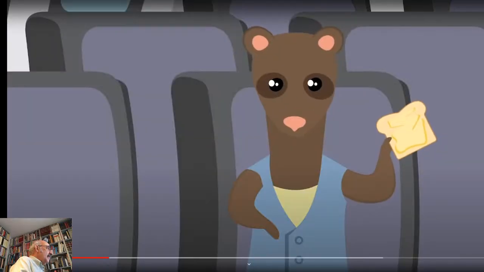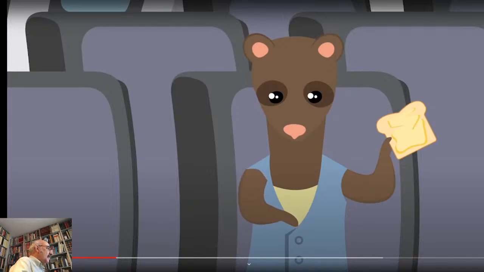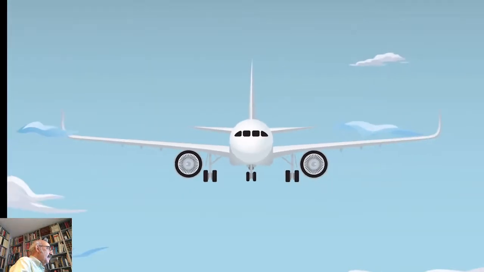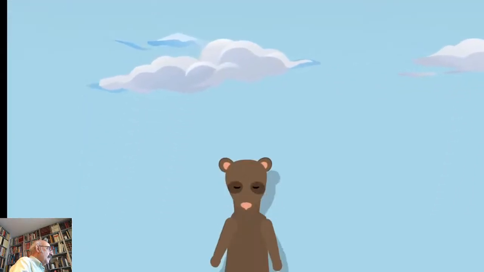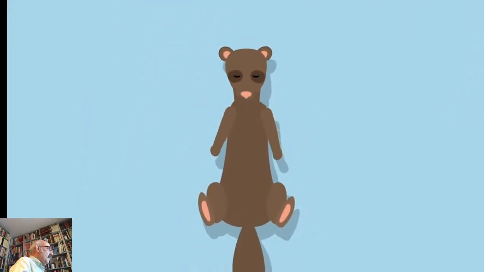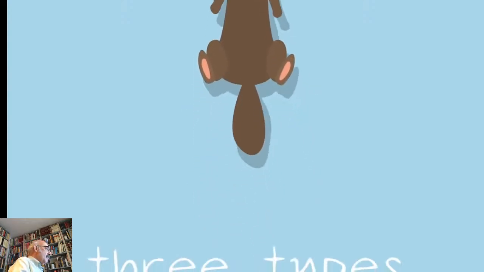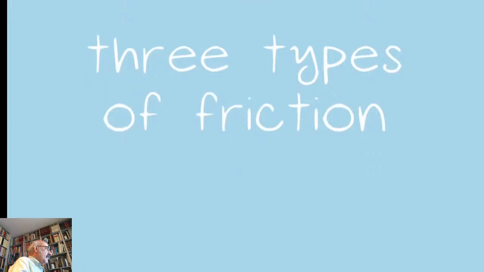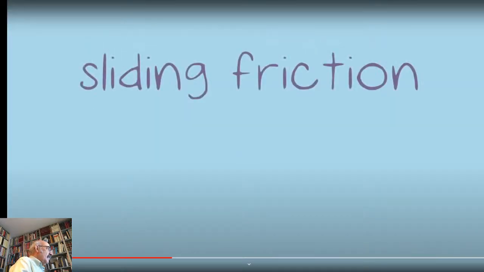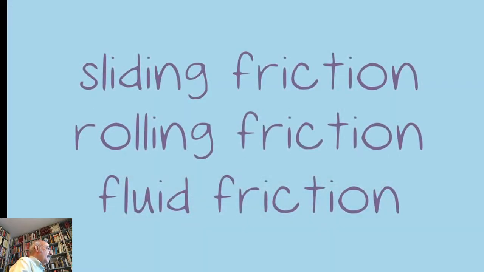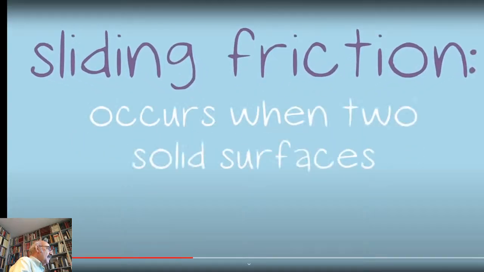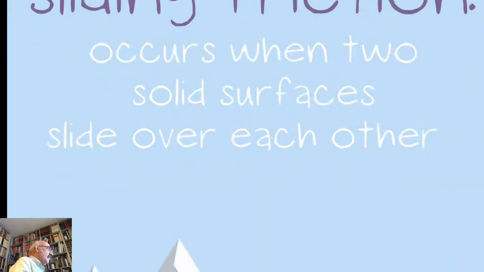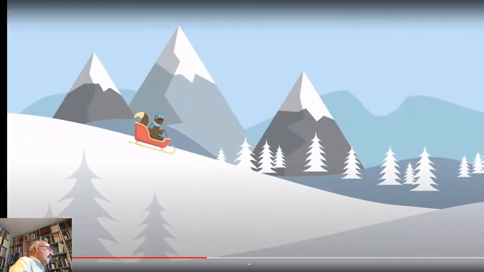There is friction between your jacket and your t-shirt. There is friction between an airplane and the air through which it flies. There is even friction between your skin and the water in the ocean when you go swimming. Friction can be broken down into three specific categories: sliding friction, rolling friction, and fluid friction. Sliding friction occurs when two solid surfaces slide over each other. Sledding illustrates this type of friction perfectly.